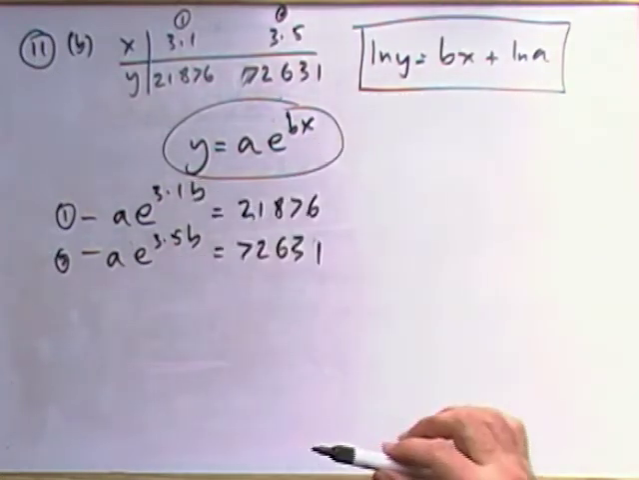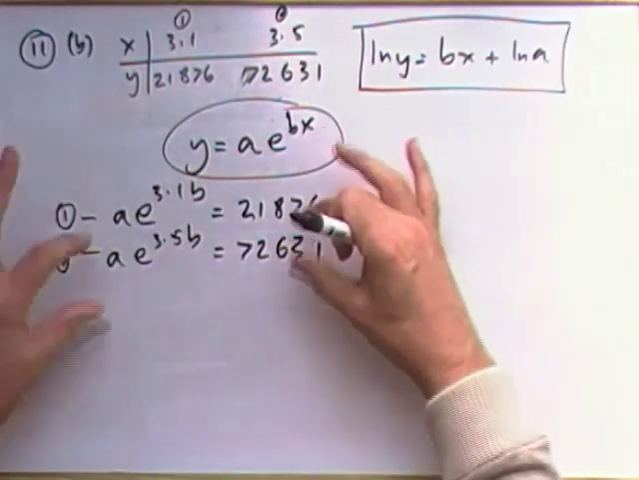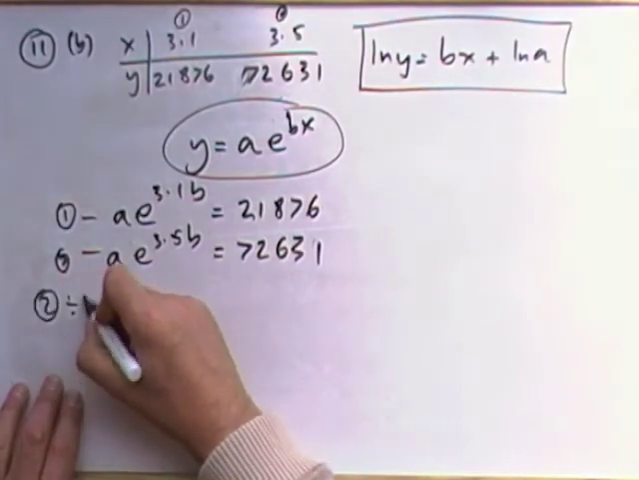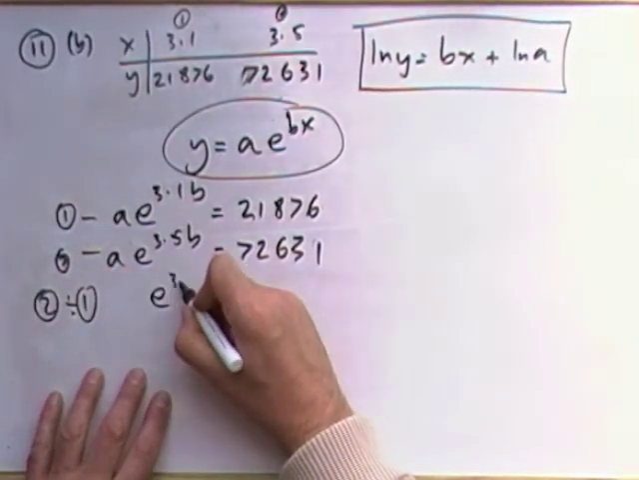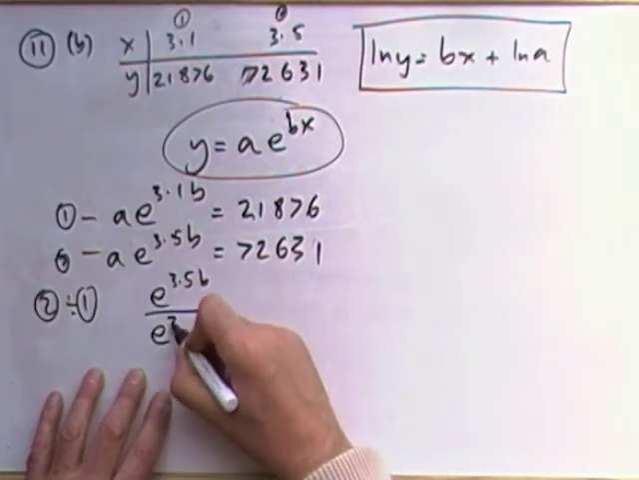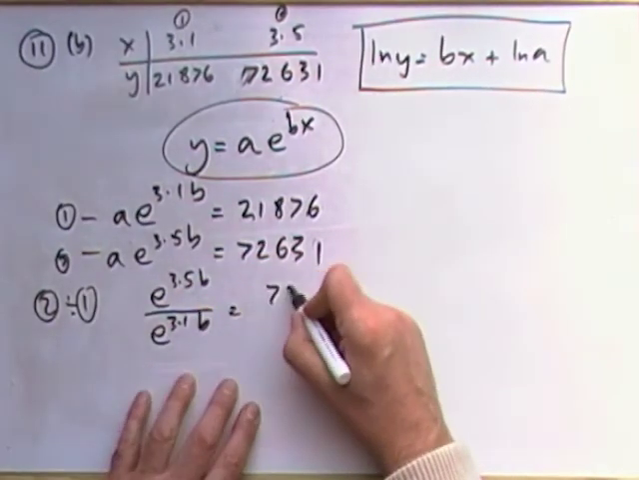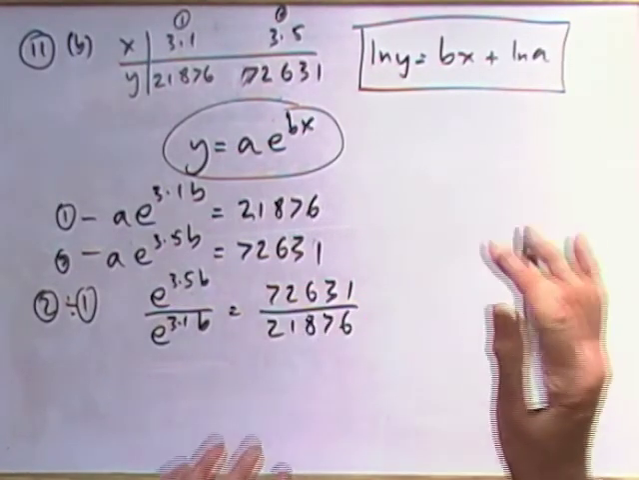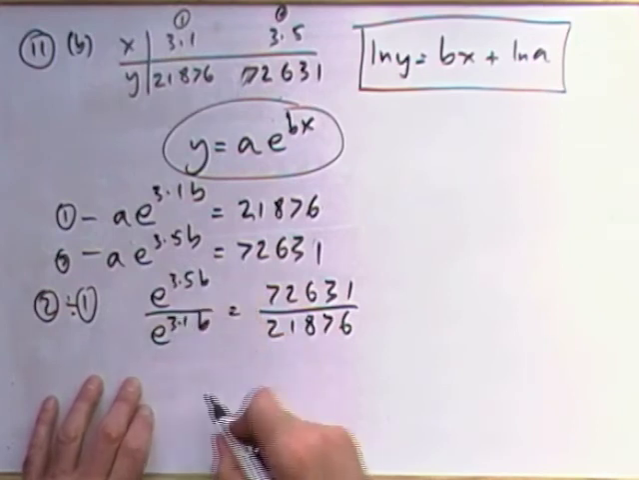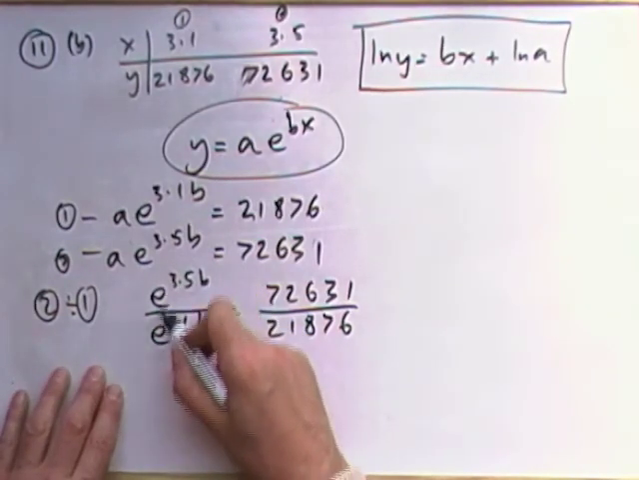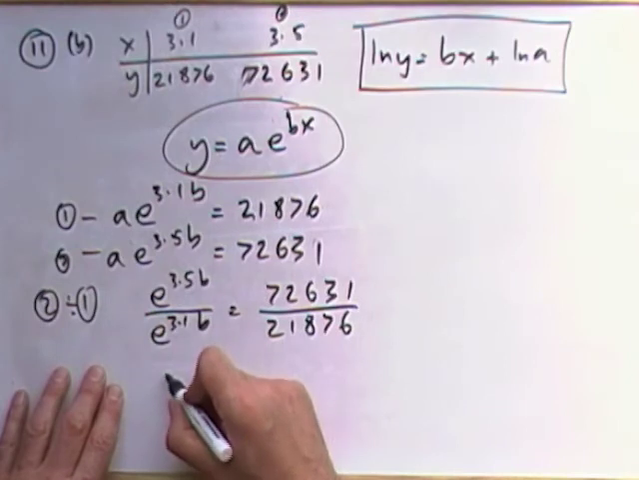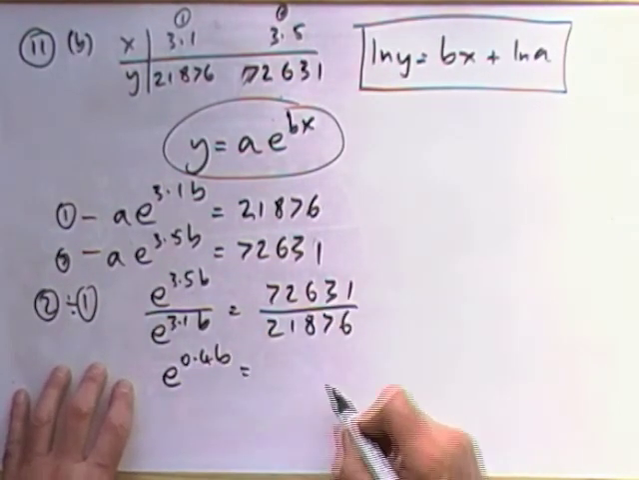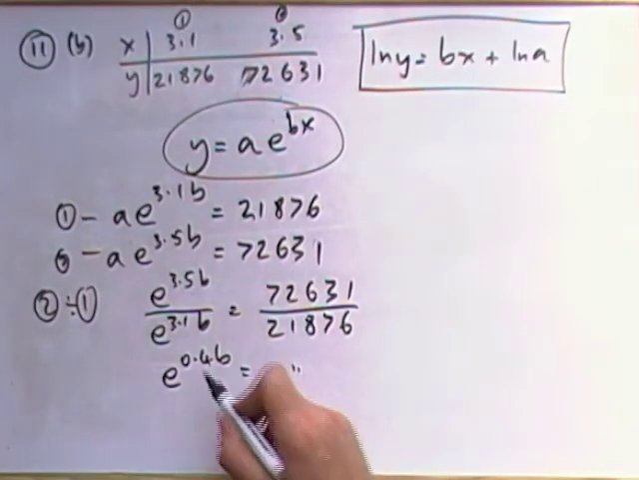You've met this before with the wave function. One way of getting these would be to divide the two sides. If I do it as 2 divided by 1, it will give me e to the 3.5b over e to the 3.1b is 72631 divided by 21876. It's coming back again. Dividing those, same base, subtract the powers, e to the 0.4b equals whatever that quotient is.